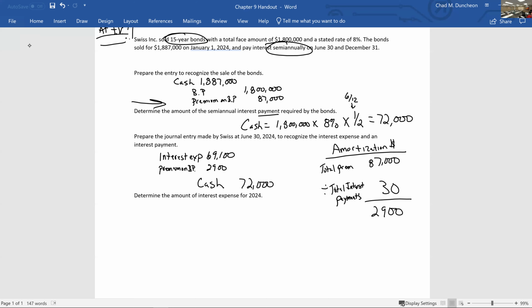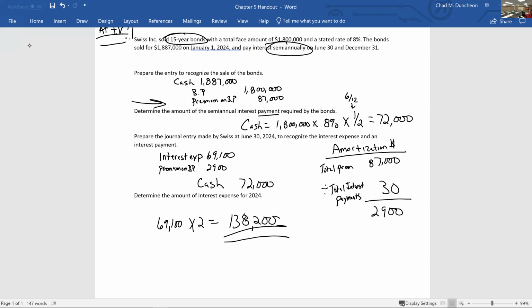Okay. And it says determine the amount of interest expense for 2024. Under the straight line method, this journal entry is going to be made every time we make a payment. So your interest expense is going to be 69,100 twice a year. So interest expense for a year on those bonds comes out to 138,200.